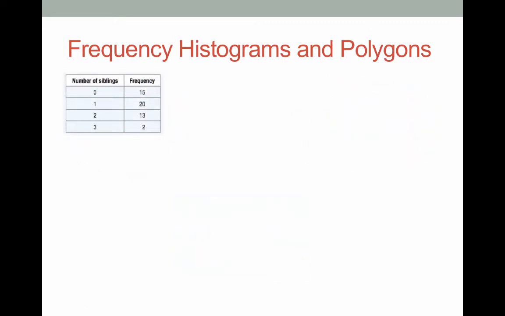First of all, we need to have some data. Here I have a vertical frequency distribution table. I am counting the number of siblings that people have in their household, and this is how many people have them. So 15 have no brothers and sisters, 20 people have one brother or sister, 13 people have two brothers and sisters, and only 2 people have 3 brothers and sisters. So let's have a look at how we would graph that.